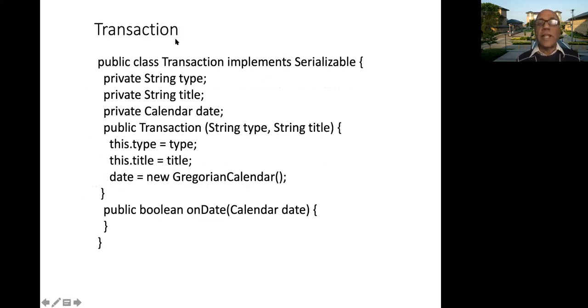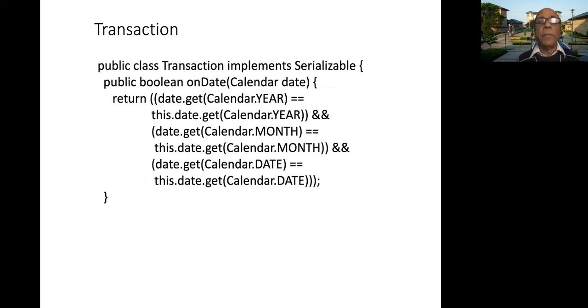Let's talk about transactions. The transaction has a type, a title, and the date on which the transaction occurred. And this method on date simply checks whether all the date fields match, like the year and the month and the day, which we had a glance at in the first video. And it is again reproduced here.